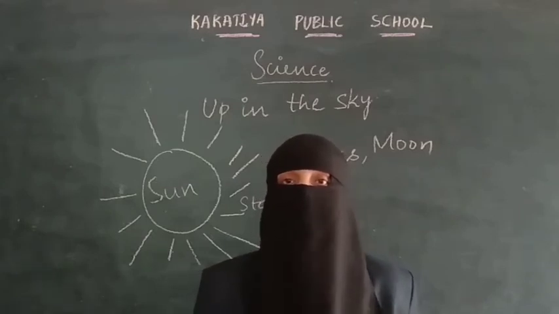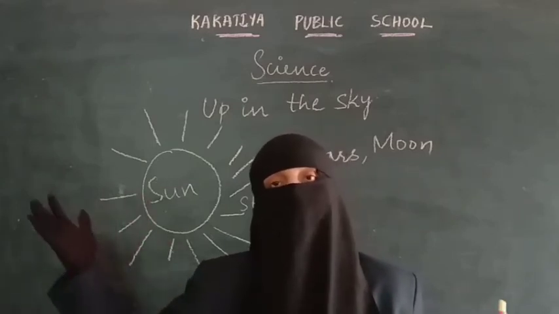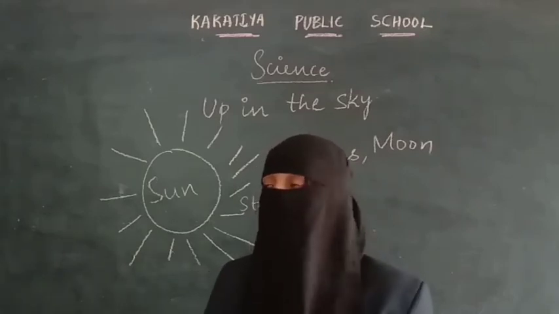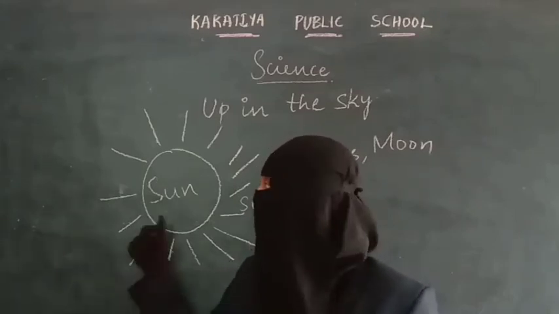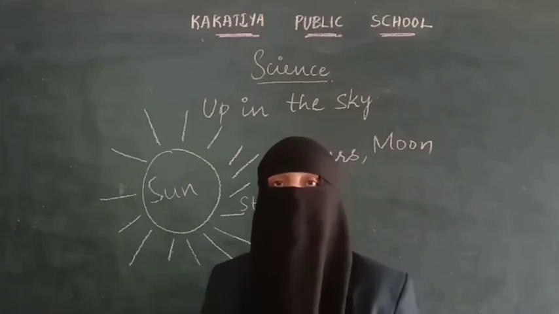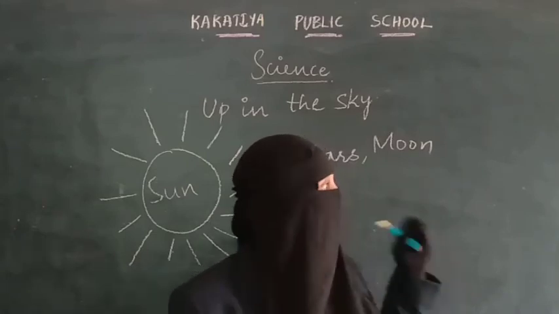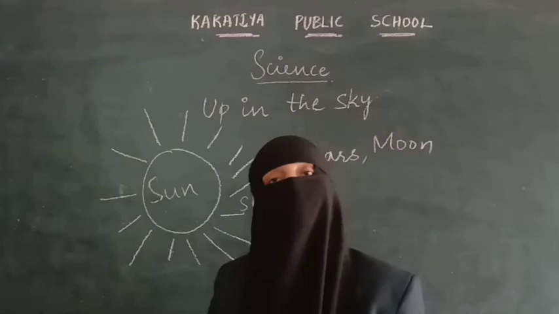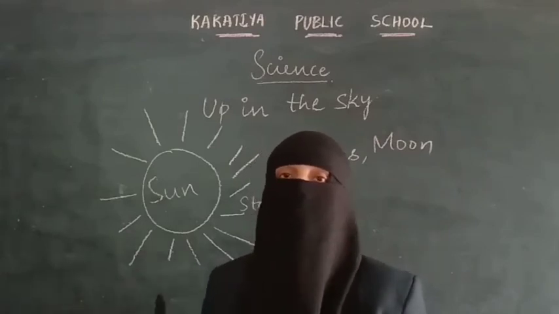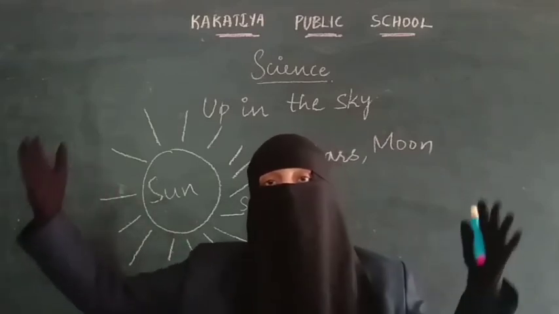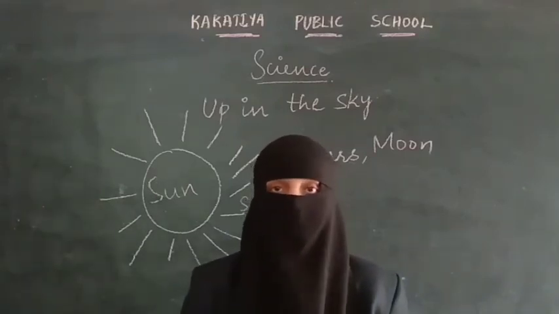And these stars are very, very far from our planet Earth. The star which is near to us is the sun. That's why it looks bigger. Other stars are also present which are bigger than the sun, but we cannot see them because they are very, very far from us.